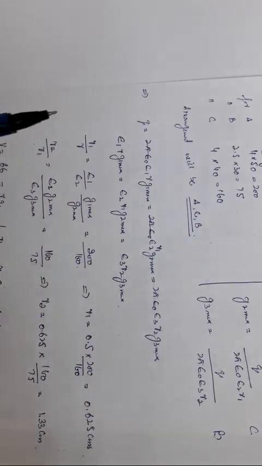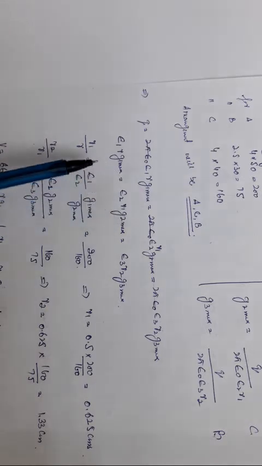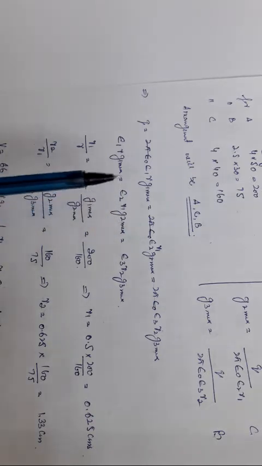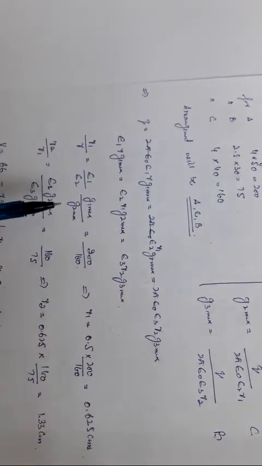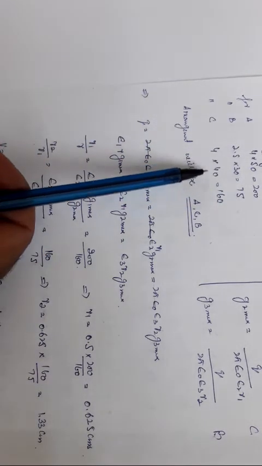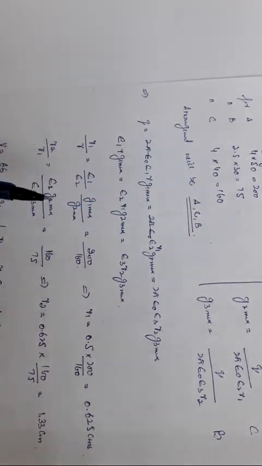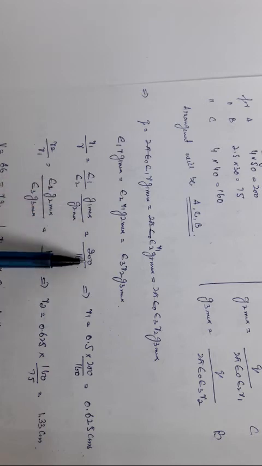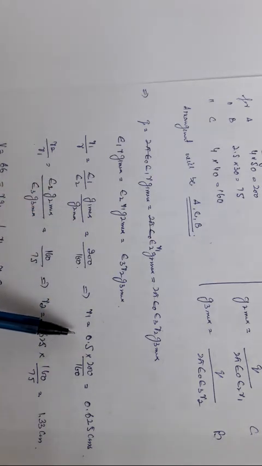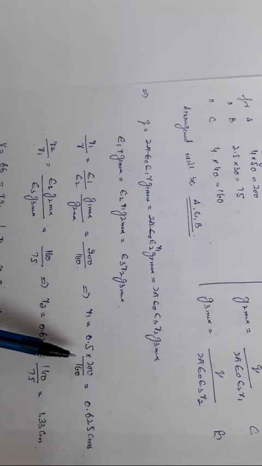By taking the first two terms, R1 divided by R will be equal to E1 G1 max divided by E2 G2 max. E1 G1 max is already calculated here, that is 200. E2 G2 max is also calculated here. In this case, the second material is C. So 200 by 160 is the ratio, therefore R1 is equal to R times this. R is already given as 0.5 centimeter. So 0.5 into 200 by 160 will come out to be 0.625 centimeter.